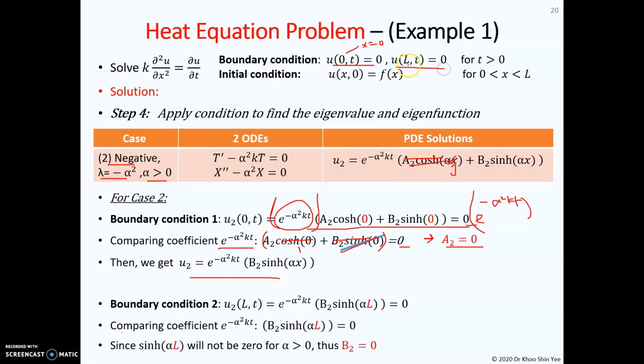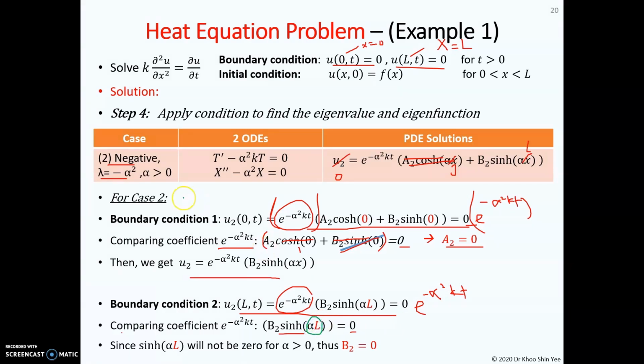Let's apply the second boundary condition. When your x is equal to L, you get the u equal to 0. Substitute inside here x equal to L and your u will be equal to 0. So this gives you this equation. We can compare the coefficient for the exponential term here on both sides. Then you have the hyperbolic sine term equal to 0. Let's look at this component.